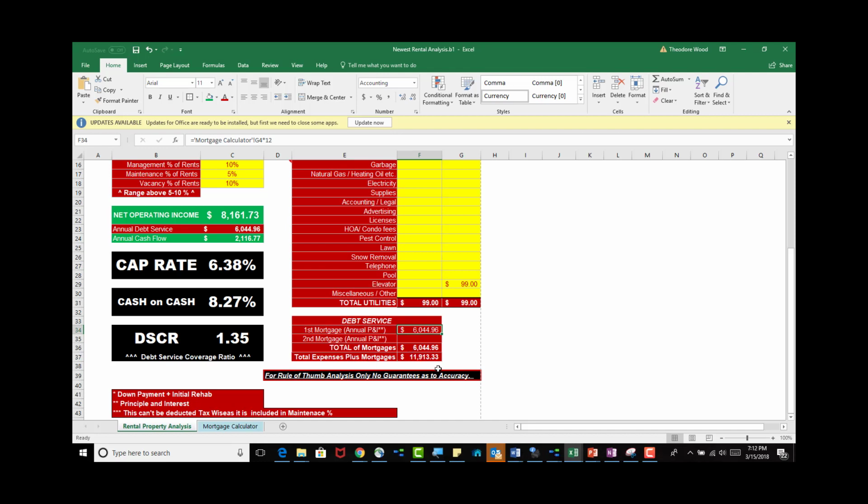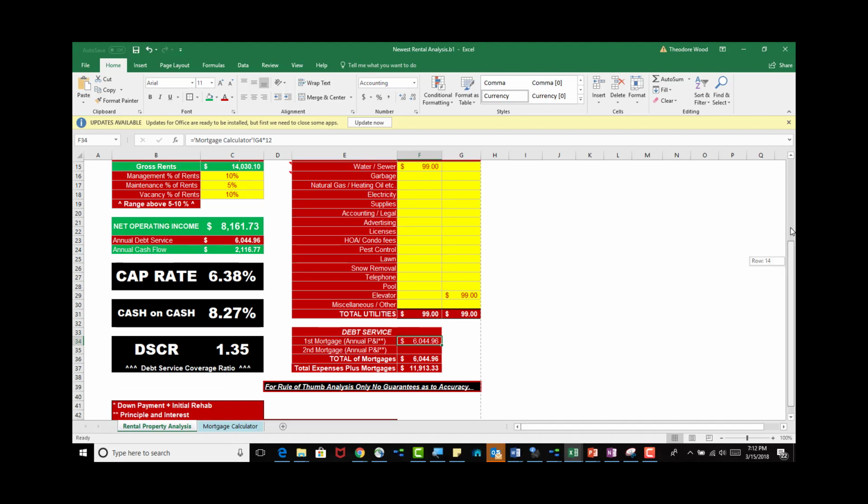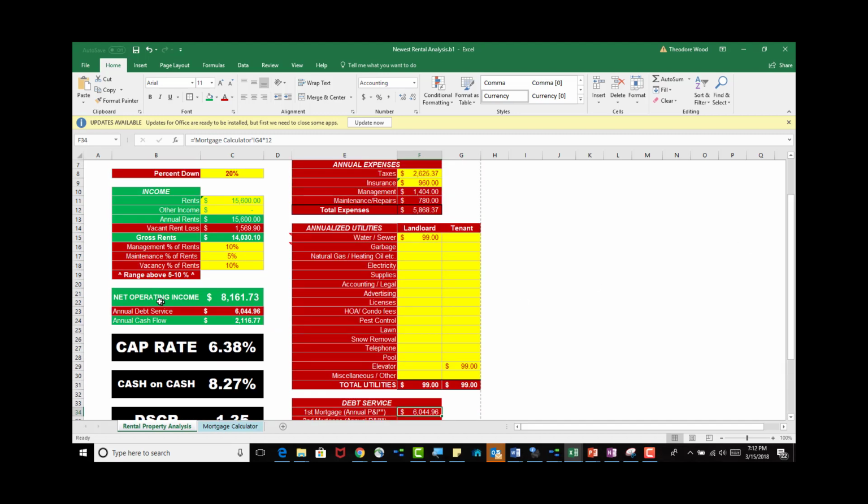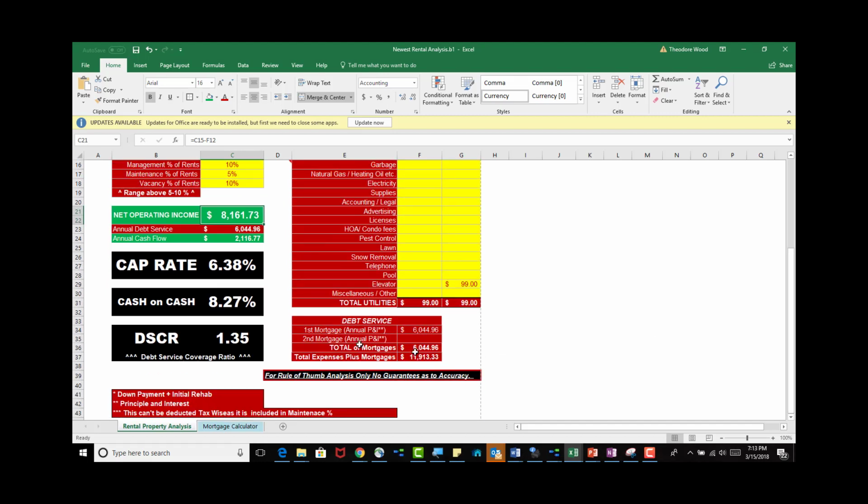I did that because this is a more powerful number as it relates to everything, including your annual cash flow, because this is what you bring in. All your expenses over here and your mortgage down here are all paid out of this, if you know what I'm saying. So let's look at what this all means. This is your annual debt service. That is the same number that you see down here, total of mortgages. All right, bring it back up over here.